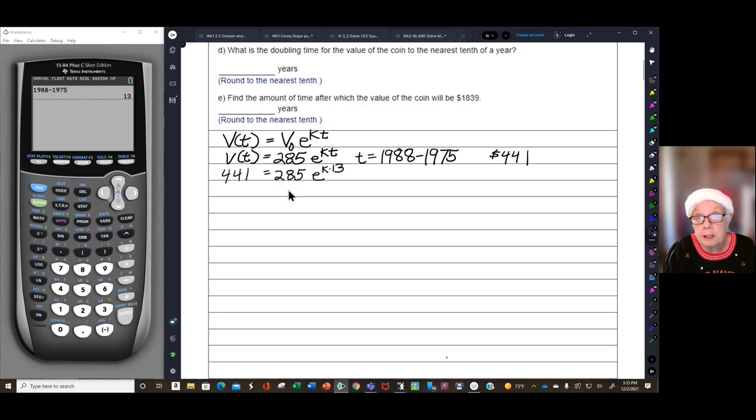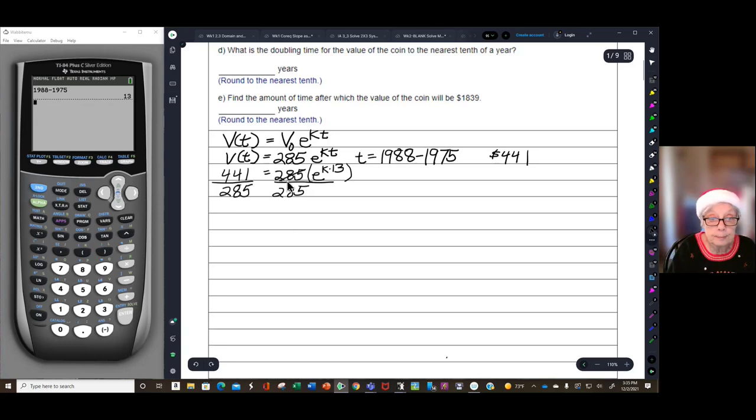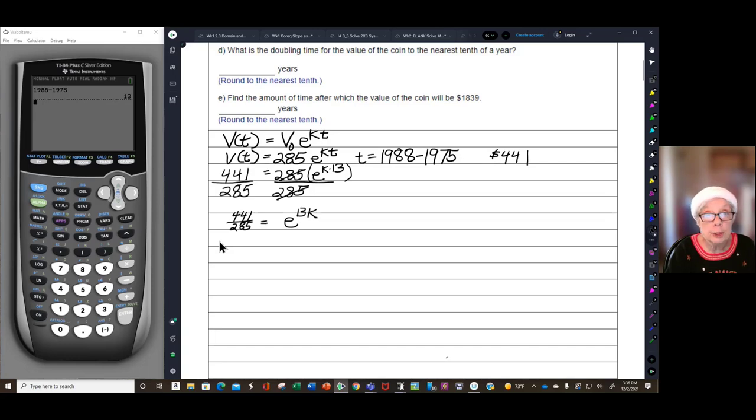The first step in solving an exponential equation is to take the number in front here and divide both sides by it. But definitely not to put it in the calculator, not yet. Okay, so e to the 13k equals 441 over 285. Just be patient. We will put that in the calculator eventually.